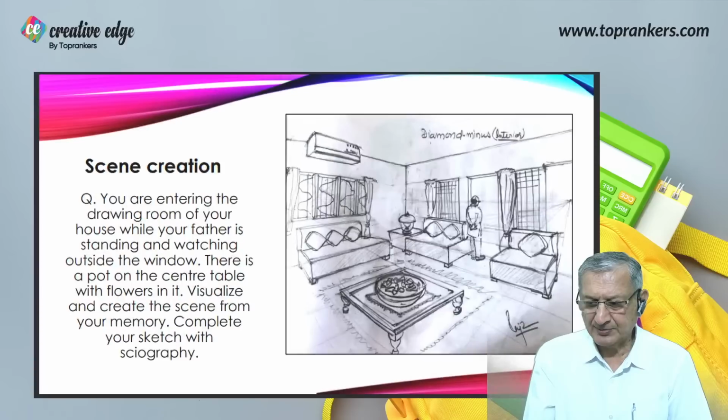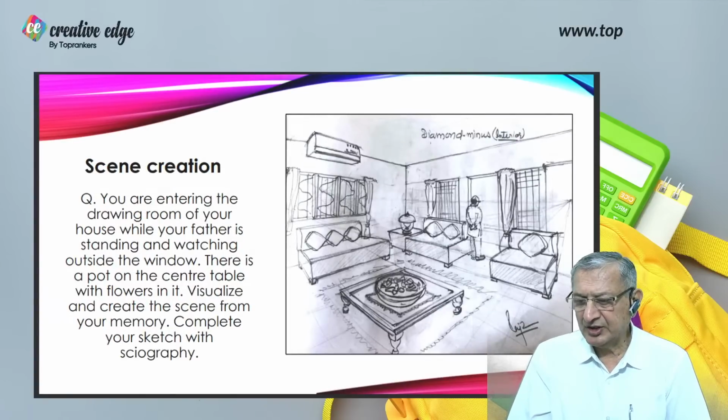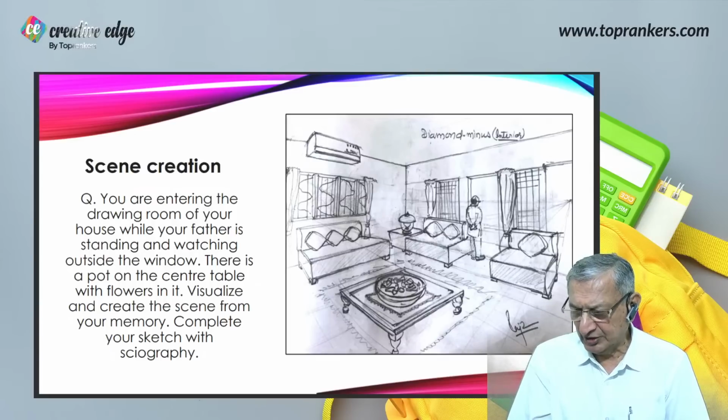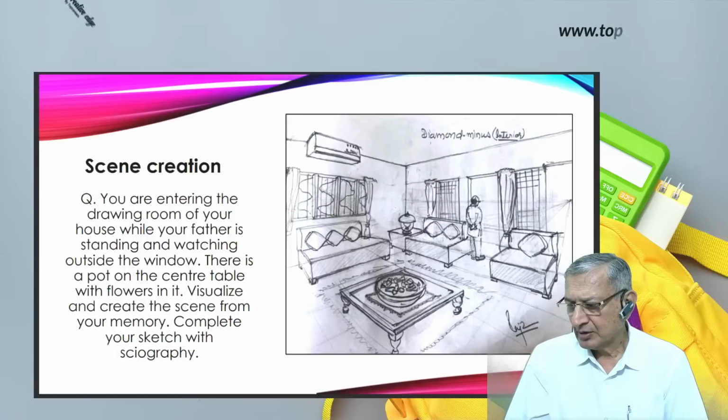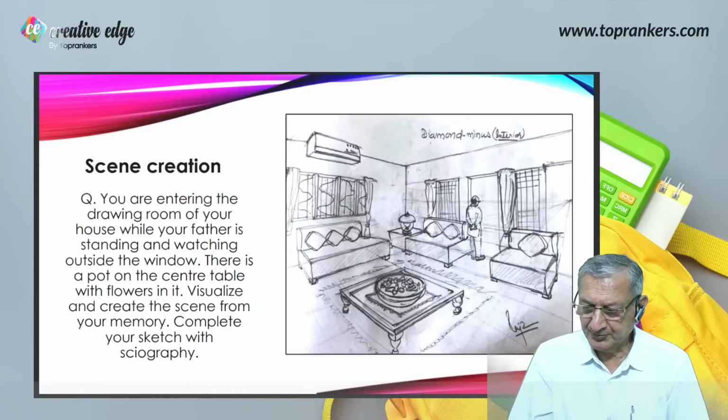Coming next, another scene. Now, I purposely made this to show you a diamond minus, which is my terminology for an interior wherein two lines across two vanishing points are seen across the two walls.